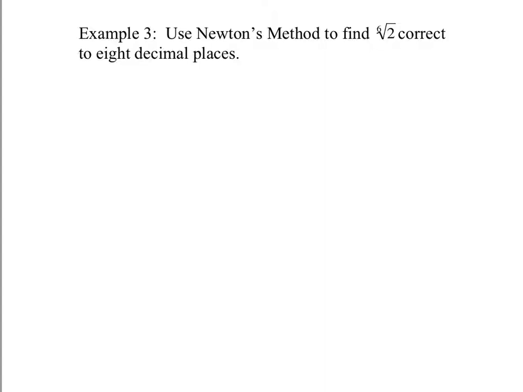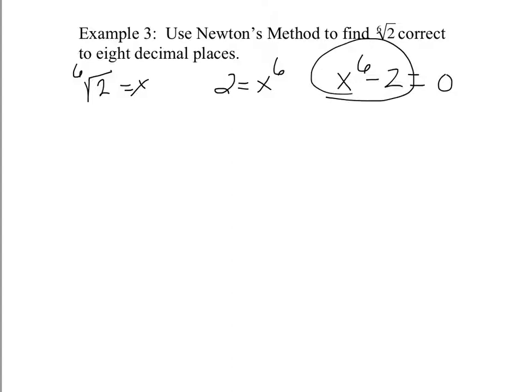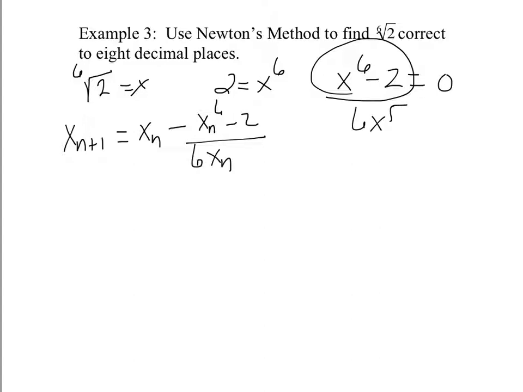All right, so I noticed that this is the 6th root of 2. If I set that equal to x, and then I take each of those to the power of 6, I get x to the 6th equals 2. Now if I solve that for 0, I get x to the 6th minus 2 equals 0. So this is my function. All right, so x sub n plus 1 is going to equal x sub n minus this guy, x sub n to the 6th minus 2 over its derivative, and its derivative is going to be 6 x sub n to the 5th.